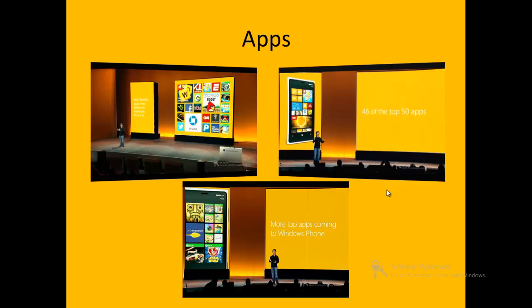Basically what they're saying is they have 46 of the top 50 apps. There's no exact pinpoint on which 46 apps they're talking about, but one of the apps that they don't have, I'm pretty sure, is Instagram. Instagram will probably be coming later this year, or maybe they might even come out with an update that includes Instagram integration in your People Hub.